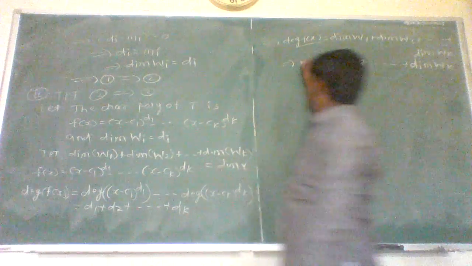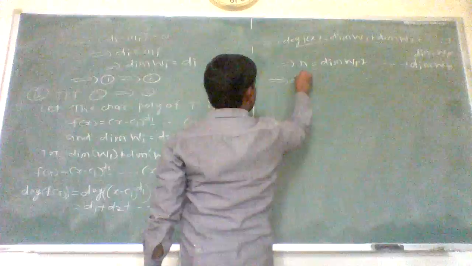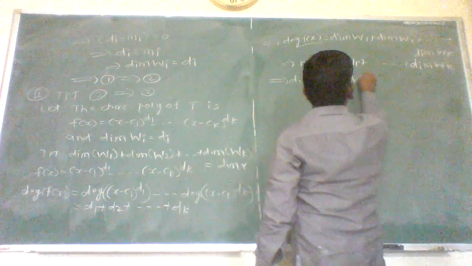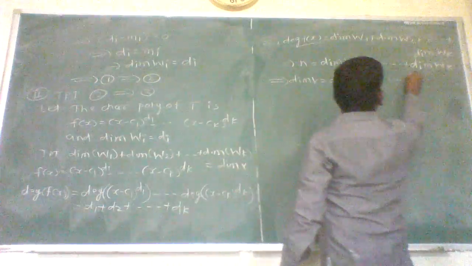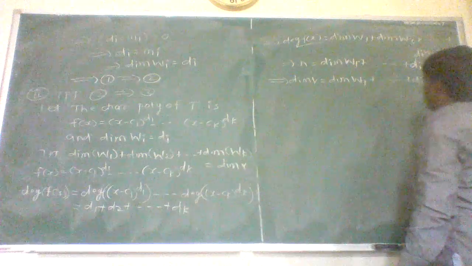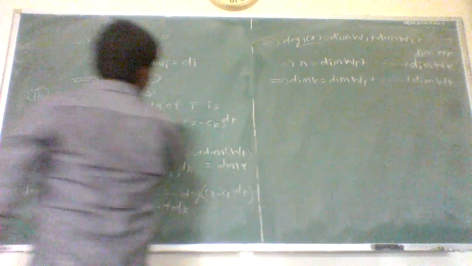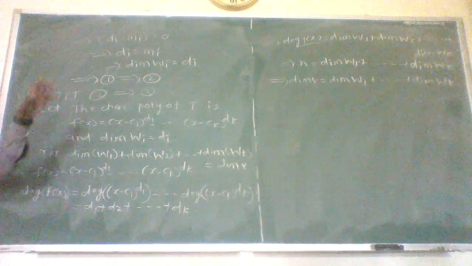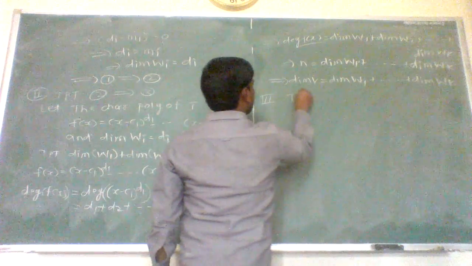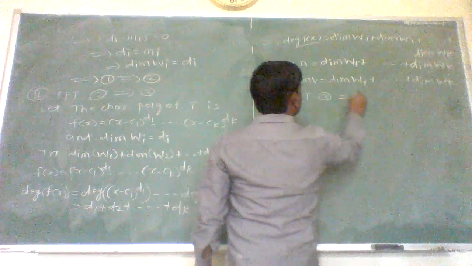But we know that this n is nothing but dimension of a vector space V, equal to dimension of W1 plus dimension of W2 plus up to so on dimension of Wk. So here we have proved that 2 implies 3. Now it remains to prove that 3 implies 1. Okay, to prove that 3 implies 1.